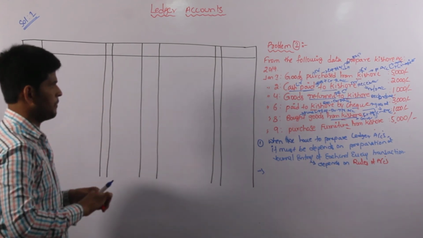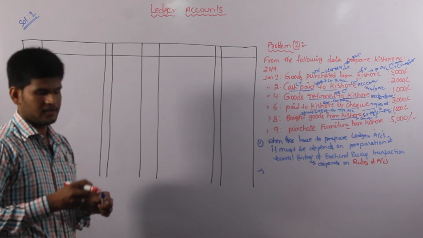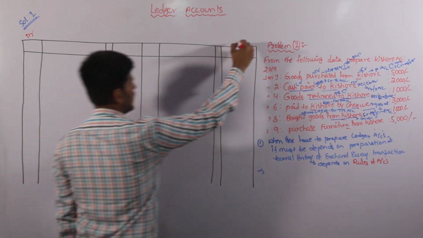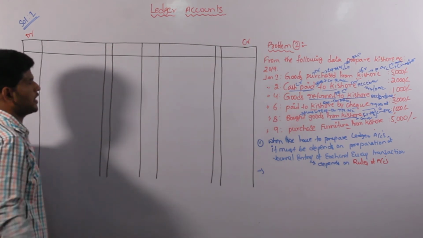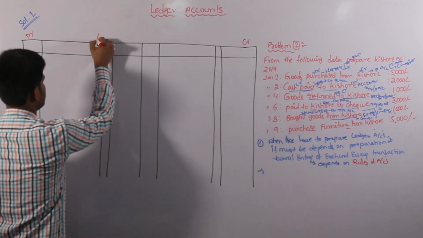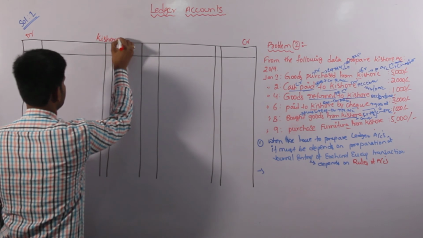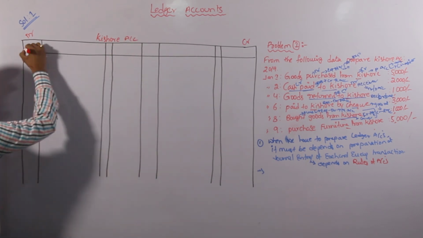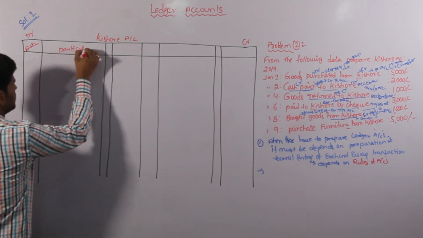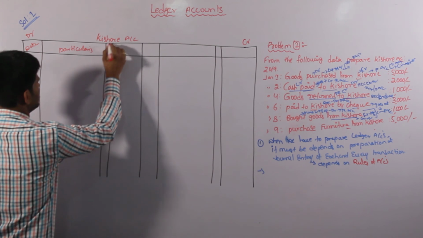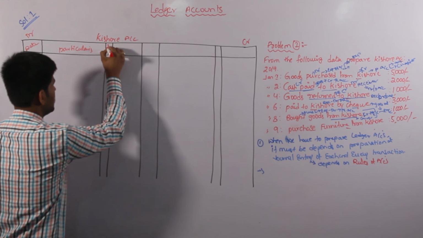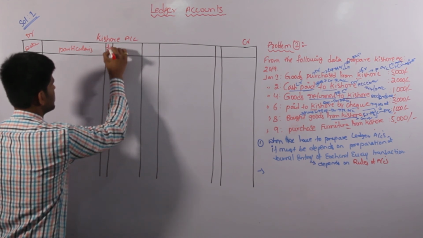And now we have to prepare the pro forma. How we have to enter the transaction into the ledger account pro forma. Debit and credit is important. Here we have to give a name of the ledger account. So we are preparing Kishore account. Kishore account, and the first column goes to date, and the next one particulars. Here we don't want to enter LF, and this column goes to journal folio number.